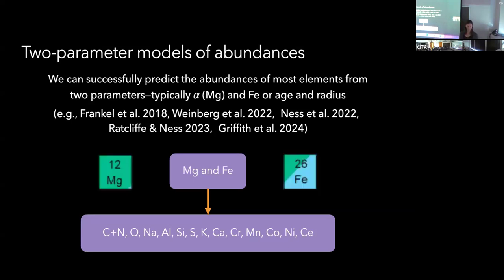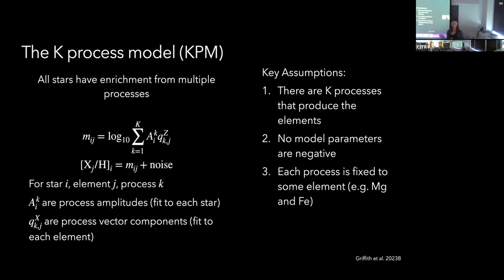And I have worked specifically with one of these models, the K process model. So this is extendable beyond 2, but I'm mostly going to talk about it in the 2 process version. The foundation of this model is that you can describe the abundances that we observe as the sum of nucleosynthetic components. So we have an amplitude and a process vector for each component, and we could add as many of these components together as we wanted.